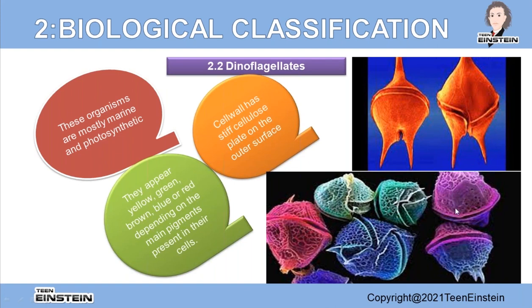On the outer surface, the cell wall has a stiff cellulose plate. You can see from these pictures that it is a stiff cellulose plate. And these points you just note down. These are dinoflagellates. Different types of pigments are present, yellow, green, blue, red, and a stiff cellulose plate is present on the outer surface.